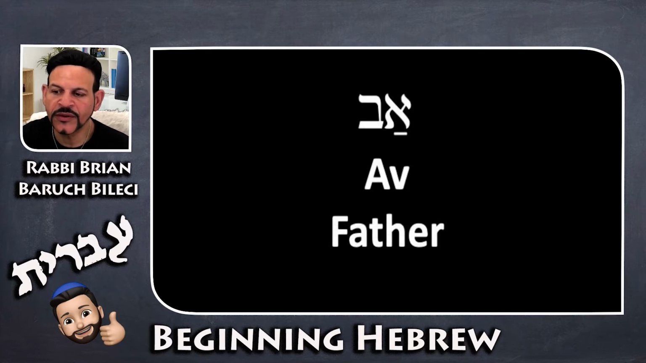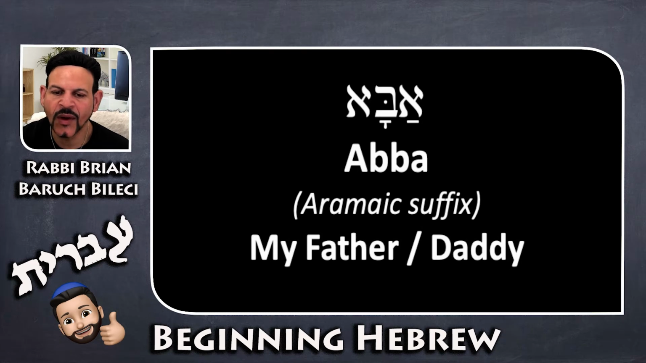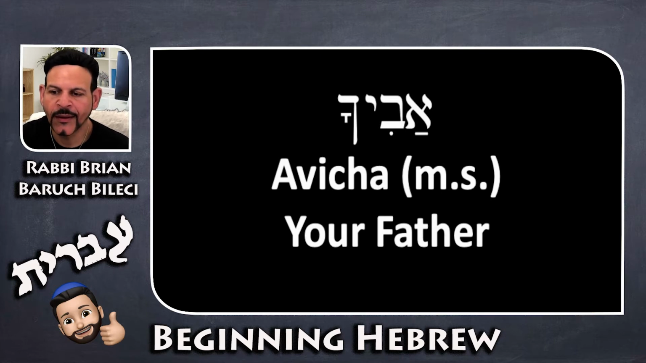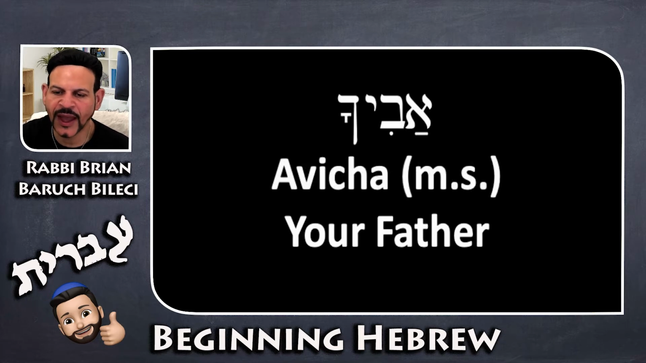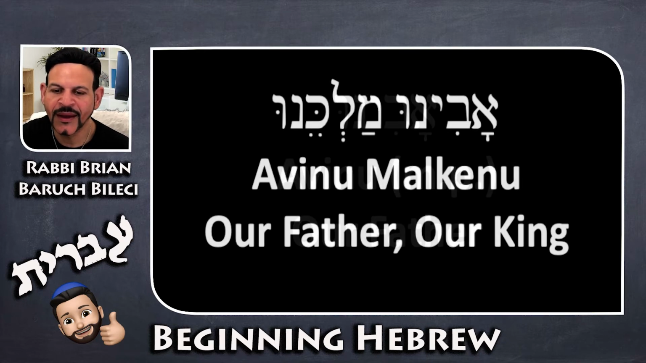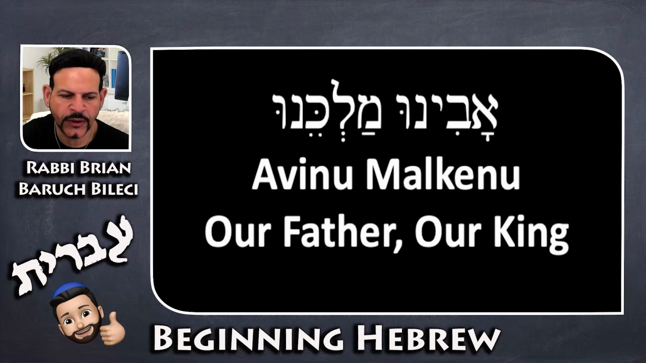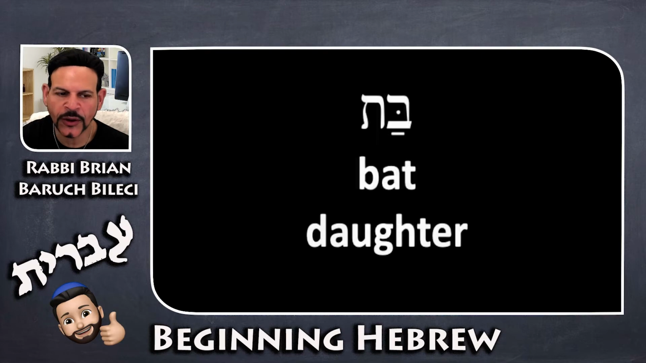And then Av, you can either say Avi for my father, or just like Ima, we can say with an Aramaic suffix, Abba, Abba. We also learned how to say your father, Avicha, or we would refer to a woman's father as Avich, your father, feminine singular, versus Avicha for masculine singular. And then plural, we found out it's Avinu, like when we say Avinu Malkeinu, our father, our king. And this is all part of Mishpocha or Mishpacha. And the father and mother might have a son, Ben, or a daughter, Bat.